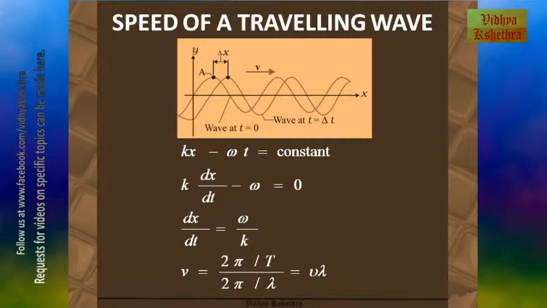Omega, which is the angular frequency, is given by 2 pi by T, and k, the wave number, is given by 2 pi by lambda. And 1 by T is equal to nu, or the frequency. Hence, we get the expression for velocity of a traveling wave as velocity v is equal to nu into lambda, or it is the product of frequency and wavelength of the wave.